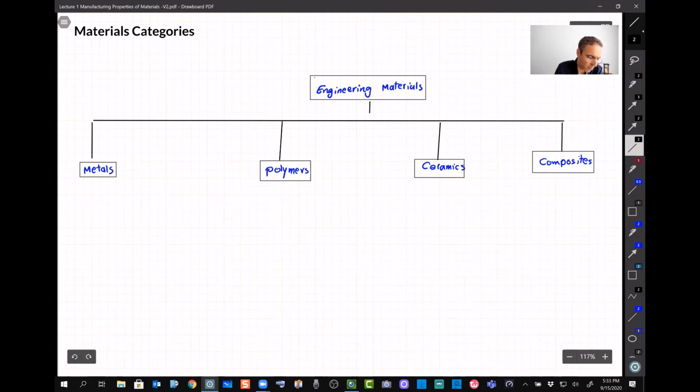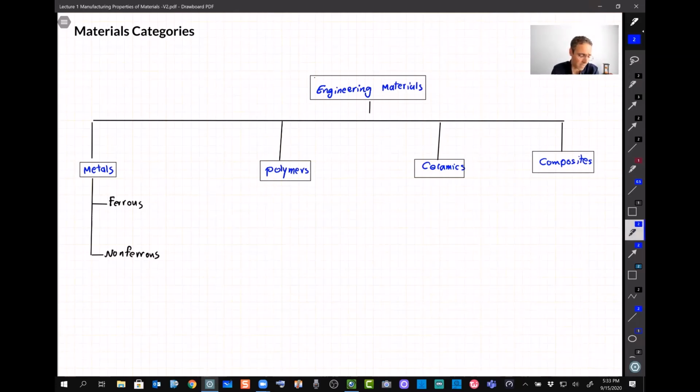So for metals, we categorize them into two main categories. The first one, we call it ferrous, and the second one, non-ferrous material. So again, many of these topics are very simple for you, or you have seen them in many other courses. Bear with me, it's just going to be a quick review. So ferrous material, the main one, iron and steel.